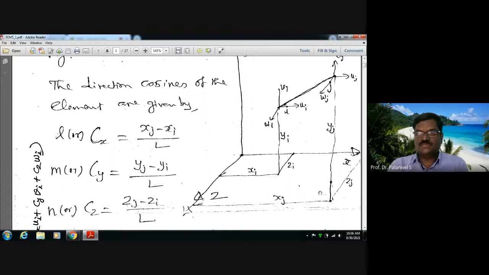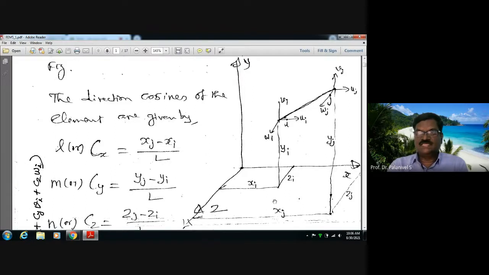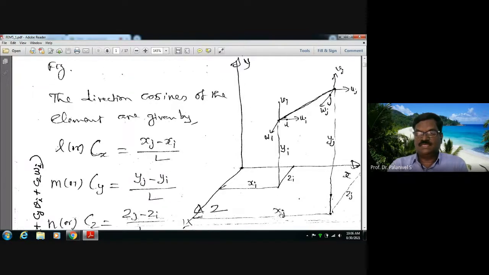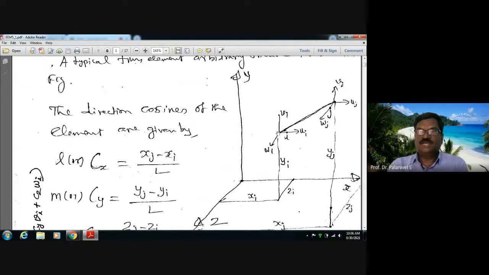Hope you can visualize this picture. Visualize it in three-dimensional. Then only will you be able to understand. In 3D, imagine xj, yj, zj as its coordinates. Its nodal degrees of freedom are ui in the x direction, vi in the y direction, wi in the z direction. Similarly, for the jth node, the nodal degrees of freedom are uj in the x direction, vj in the y direction, wj in the z direction. Likewise, we are considering an arbitrarily oriented truss element.